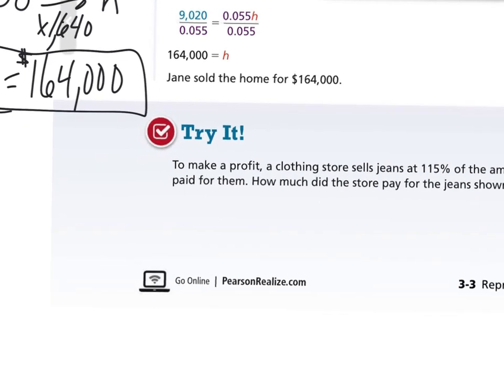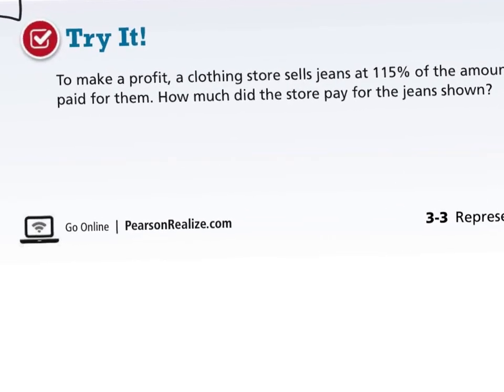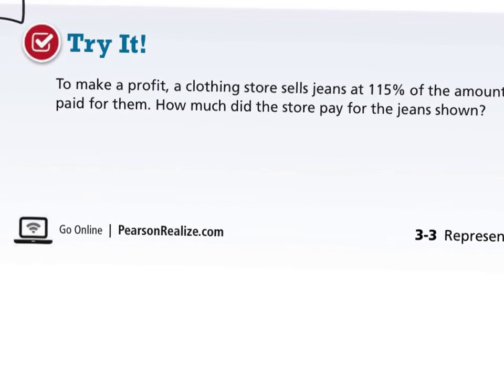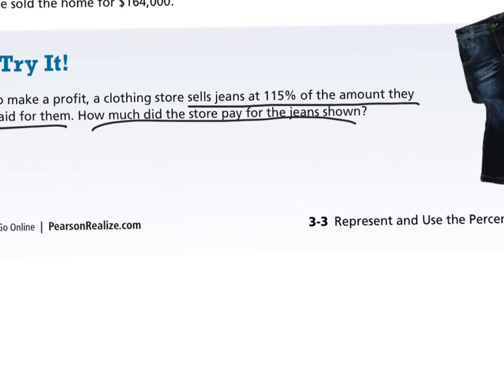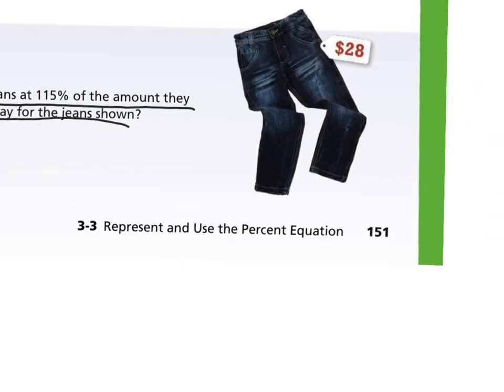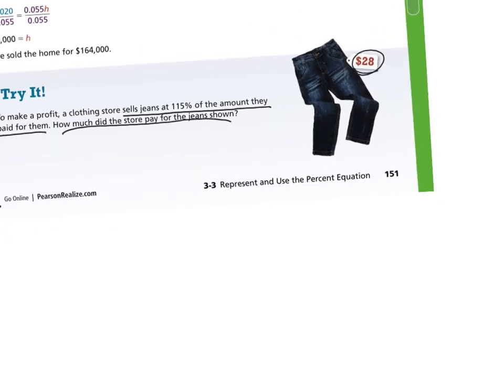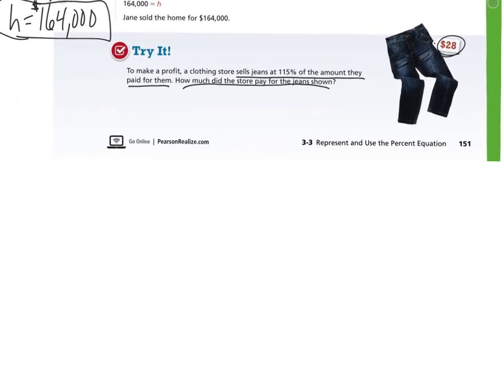So if you look at the try it, to make a profit a clothing store sells jeans at 115% of the amount they paid for them. How much did the store pay for the jeans shown? The deal is they have to sell things for more than they bought them for, because they have to pay their workers, electricity, property taxes, all kinds of things. They can't sell them for the price they bought them, or they're going to go out of business.